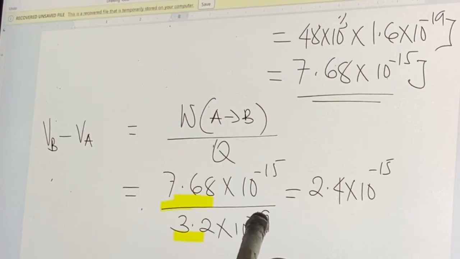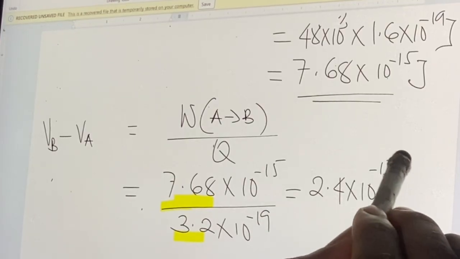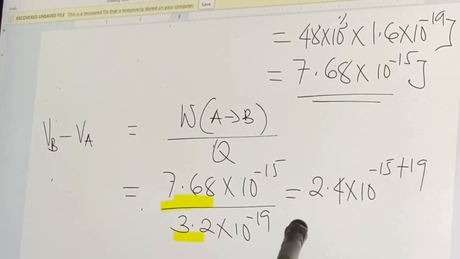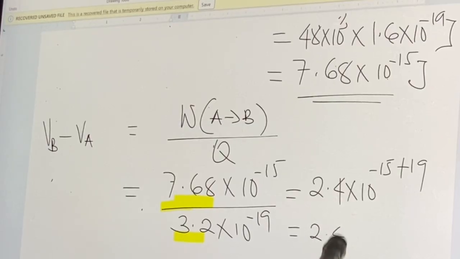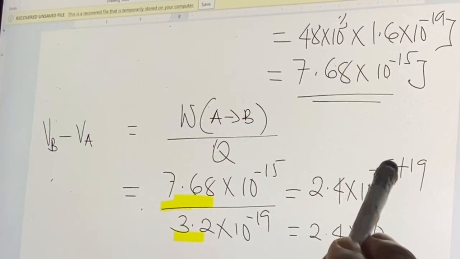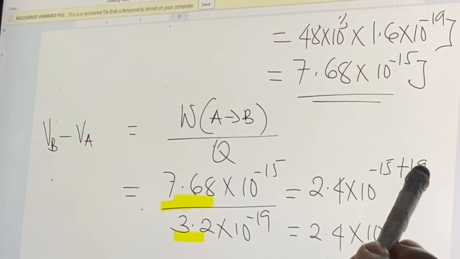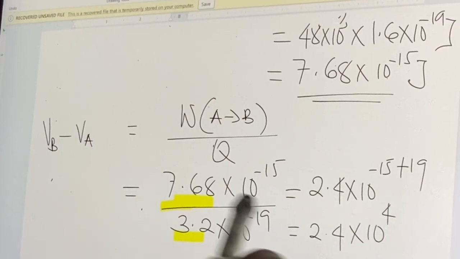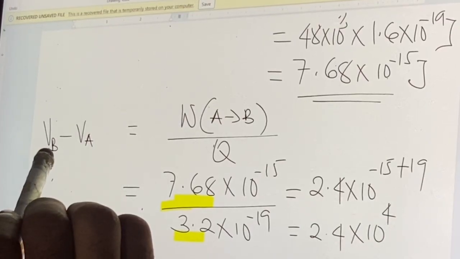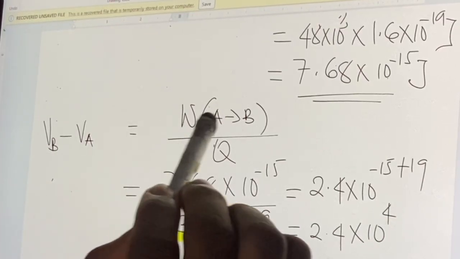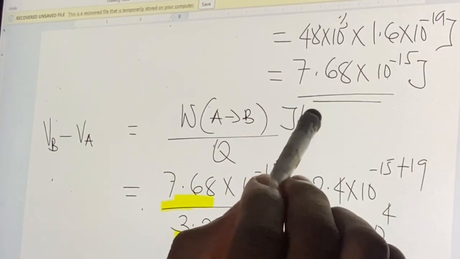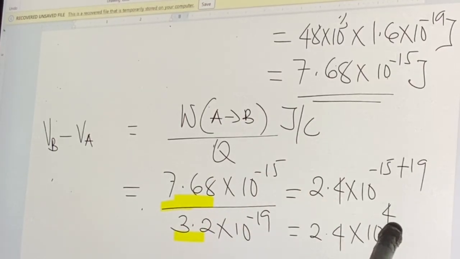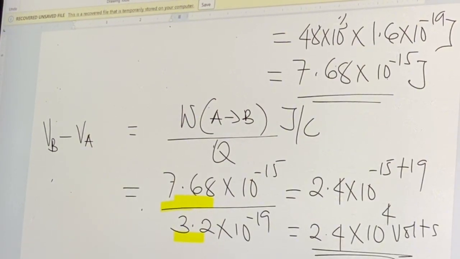Taking minus 19 from the denominator to the numerator, it will be plus 19. So finally here, this will be 2.4 times 10 raised to the power of minus 15 plus 19, which will give us 4. And the unit of this here, potential difference, is either joules per coulomb or volt. So we use volt here. Okay, either joules per coulomb or volt.